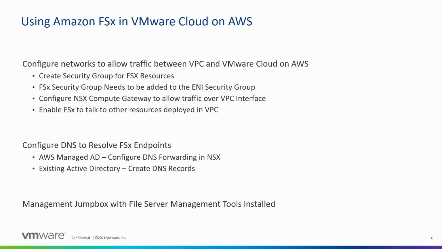And finally, we do need to enable FSx to talk to any other resources that may be deployed in the VPC. So if we have an Active Directory environment or EC2 instances that also need to access the file shares on this service, they will need to be configured to allow access to that as well. Now, after we have our network communications established, we will need to configure DNS to resolve any FSx endpoints that are created. In order to configure our file shares, we will need some sort of management jump box with the file server management tools installed, so we can remote into that server and create our shares and configure the NTFS security on those shares as well.